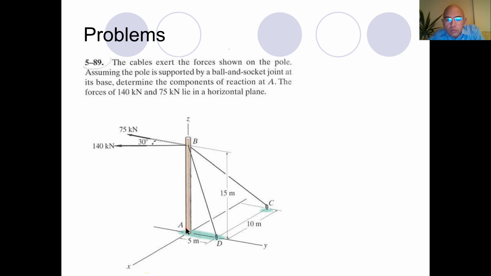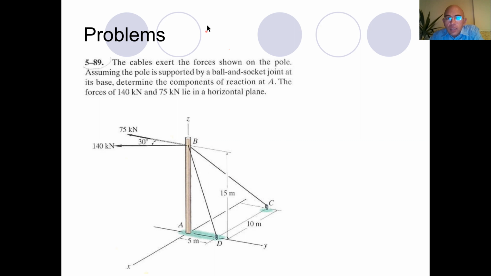Now we have a pole. There is a socket and ball bearing at A. So you can imagine that it's something like a ball encapsulated, so it can easily rotate, but it cannot move in any direction. And there's a cable at point D attached to the pole at location B, and also another cable which is connected to C beginning from the point B.